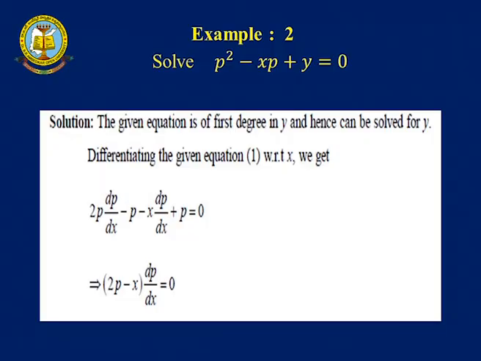In the same way, we are going to learn the next problem. This is also solve for p: p square minus xp plus y equal to 0.